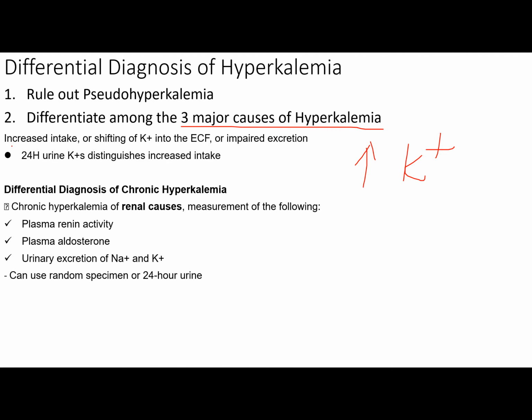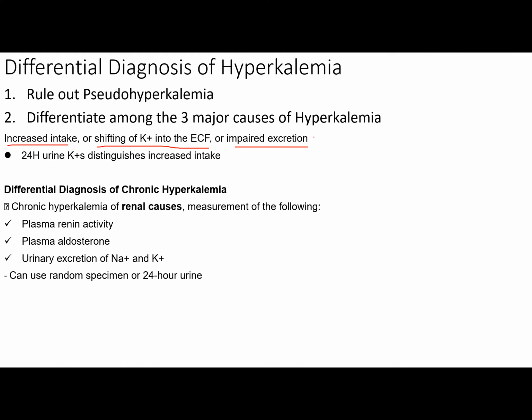So identify, is it because the patient has increased intake? When you say increased intake, did the patient, your admitted patient, receive potassium, let's say, from supplementation? So after that, you have identified the hyperkalemia. Is it because of increased intake, shifting of potassium into the ECF, or impaired excretion?